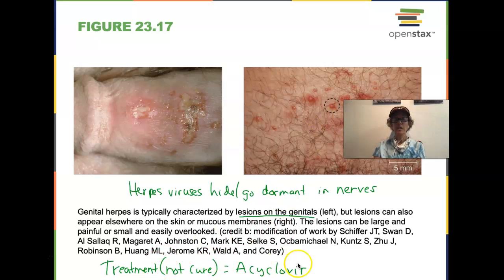The treatment is acyclovir. Persons who are afflicted with herpes can take this to make sure their outbreaks are less frequent and definitely less severe, but it will not eliminate the herpes virus from their nervous system.